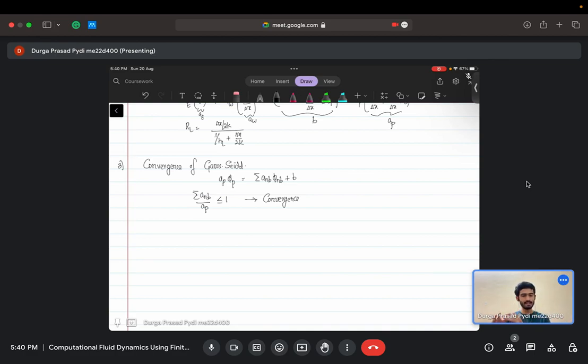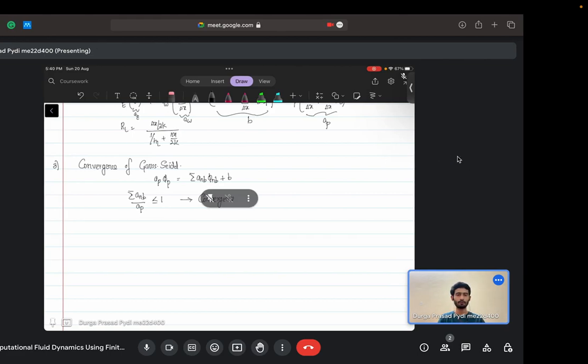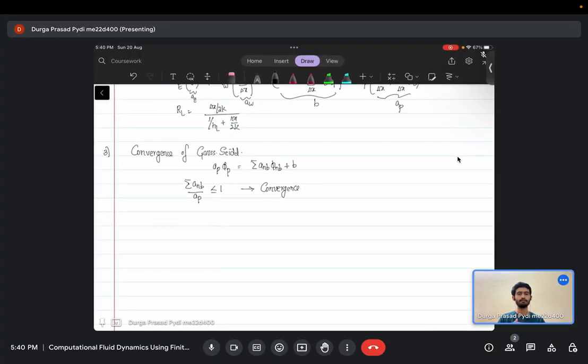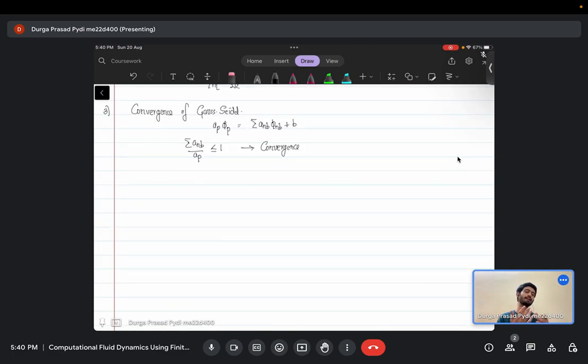If this particular criterion is satisfied, then you can rest assured that convergence happens. If it is not satisfied, even then convergence can happen. It is not an if and only if type of condition. So if this condition is satisfied, convergence is assured. Even if this is not satisfied, convergence may or may not happen. So now let us see how your boundary condition affects this convergence rate.